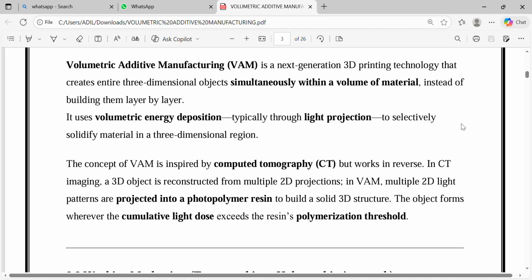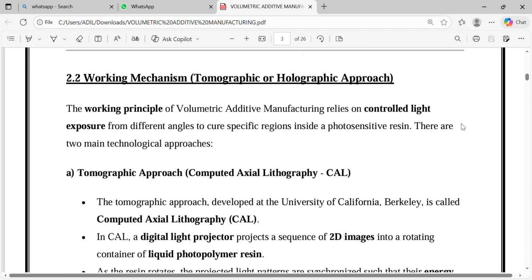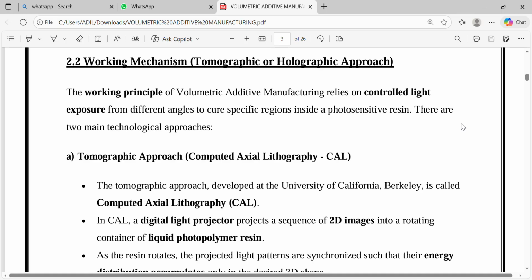Polymerization threshold is the minimum energy required for resin to cure. It determines the solidification point and influences print resolution and quality. It is critical for controlling VAM processes. Now we will discuss the mechanisms like tomographic and holographic approach.